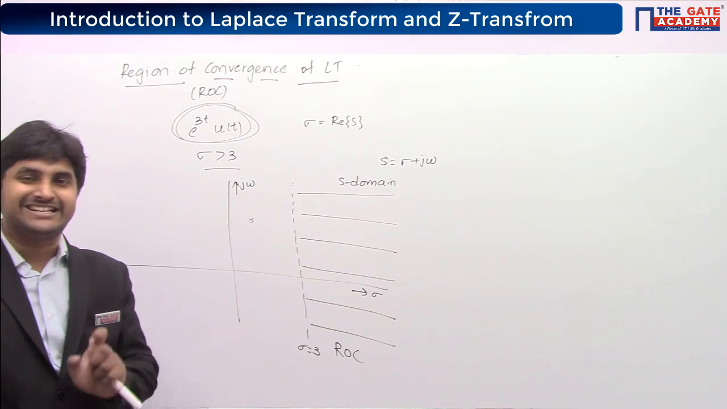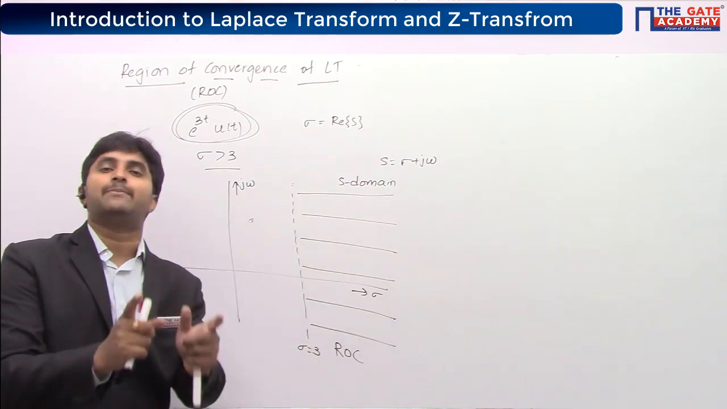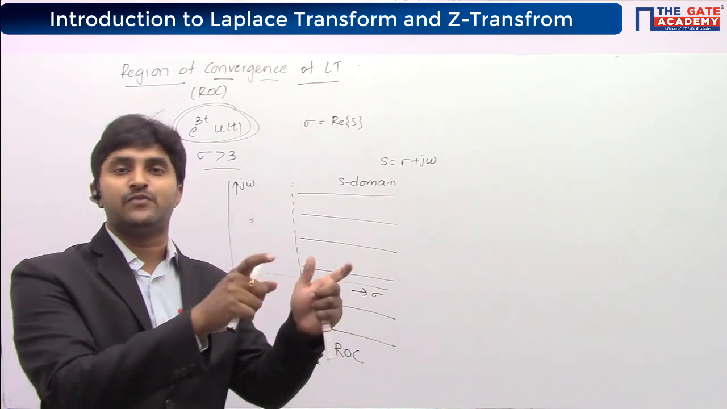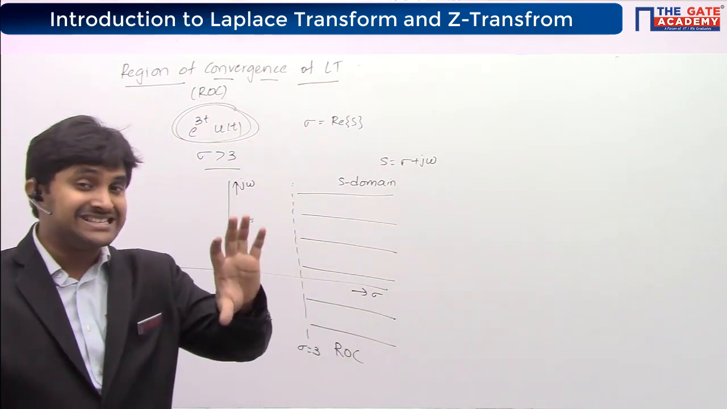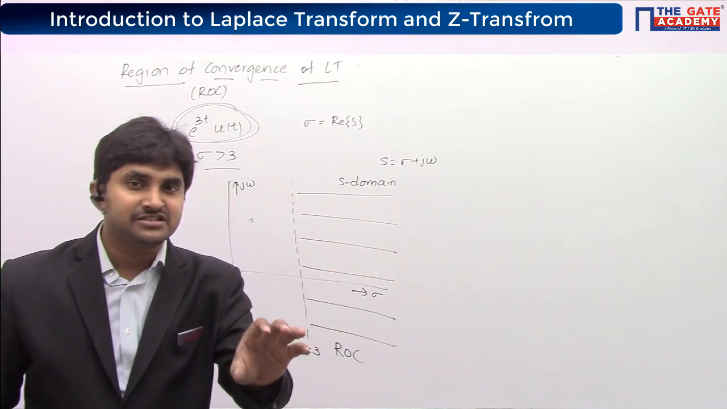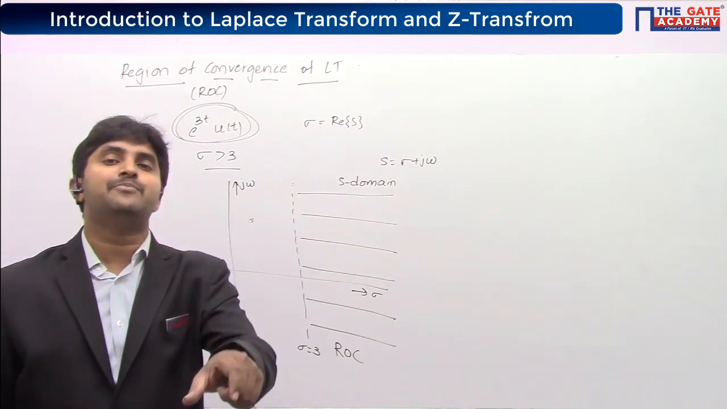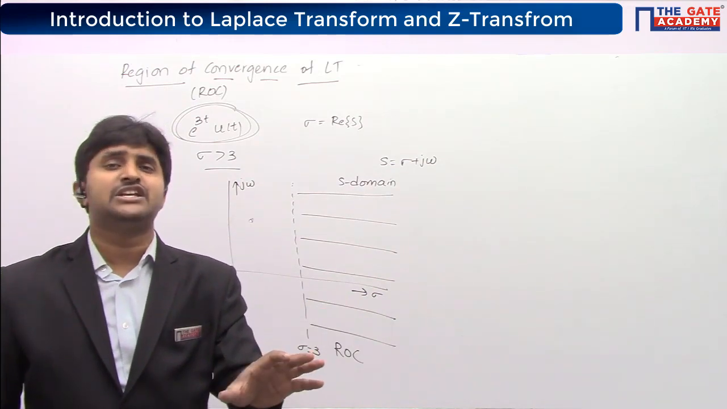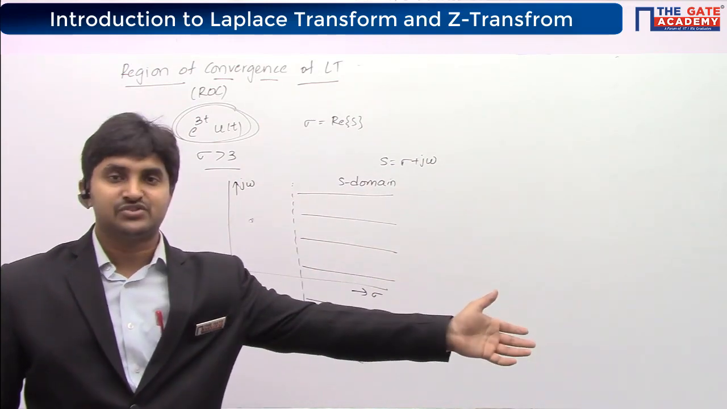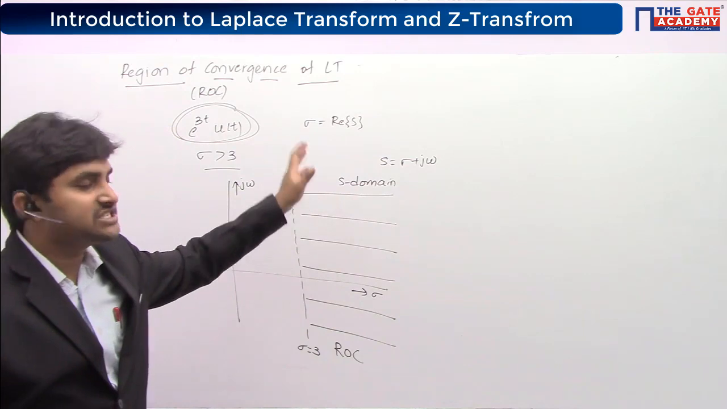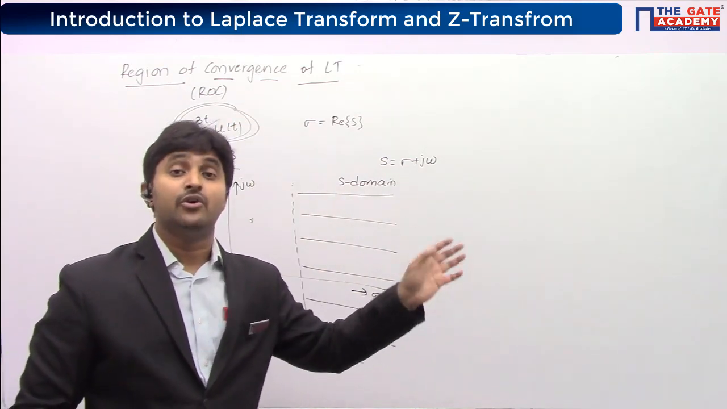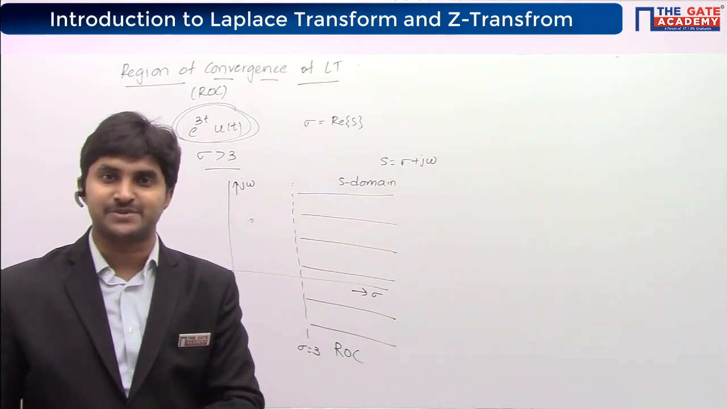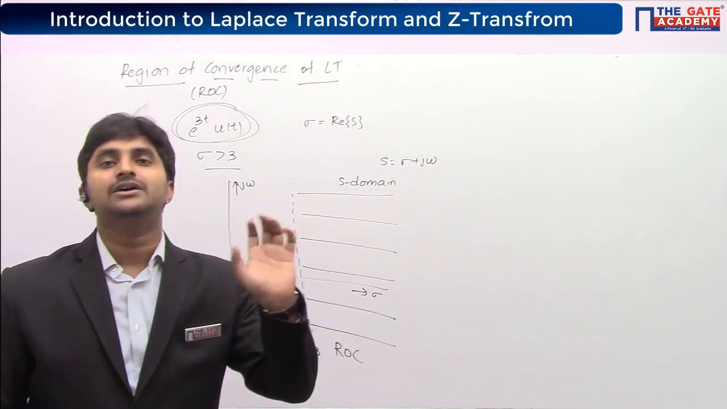Which just indicates the region in which the Laplace transform is applicable, because the existence condition is satisfied. Existence condition satisfaction becomes a very important criterion for having a Laplace transform. If the existence condition is not satisfied, then we cannot apply the Laplace transform. So the ROC just gives you the graphical representation of where you can apply the Laplace transform.